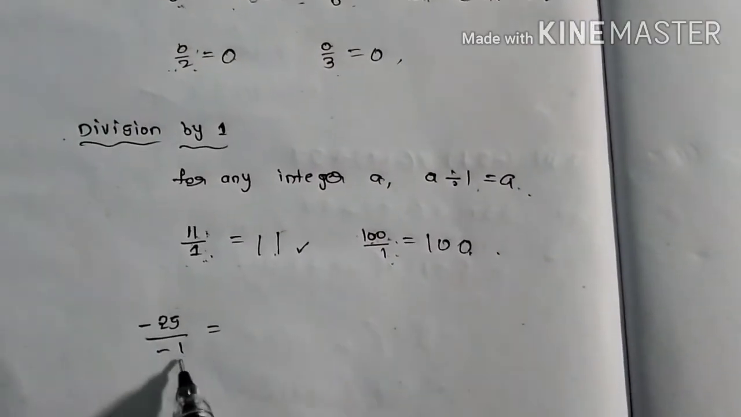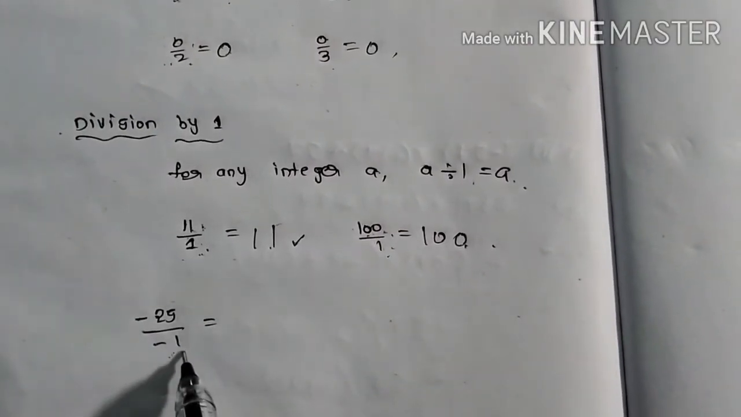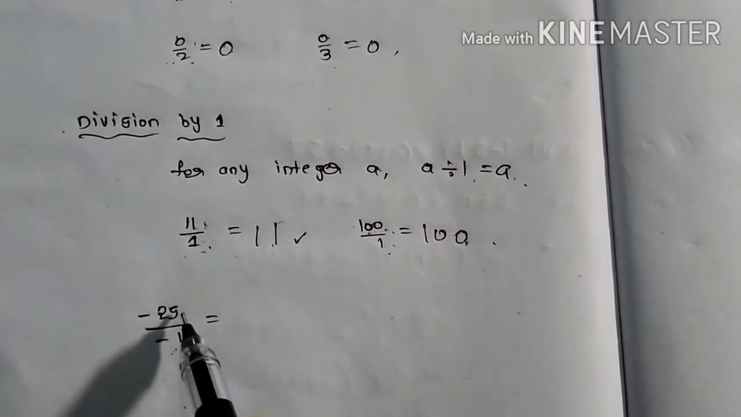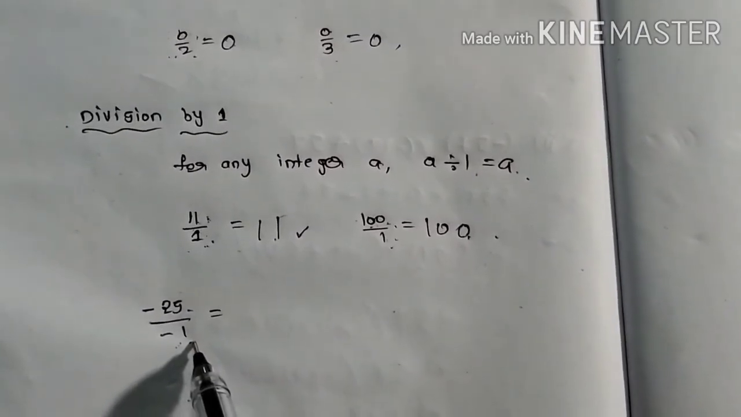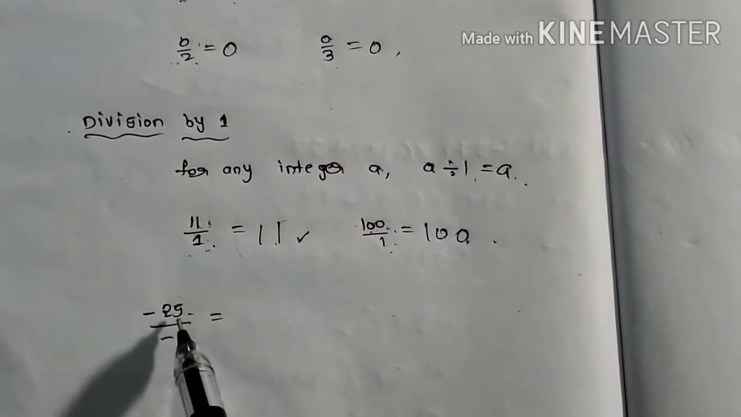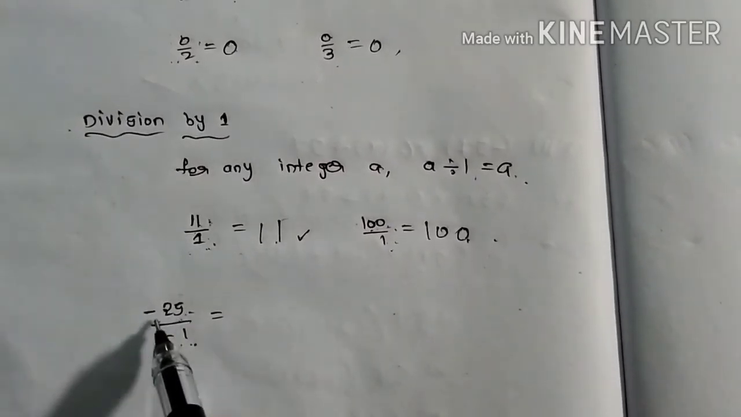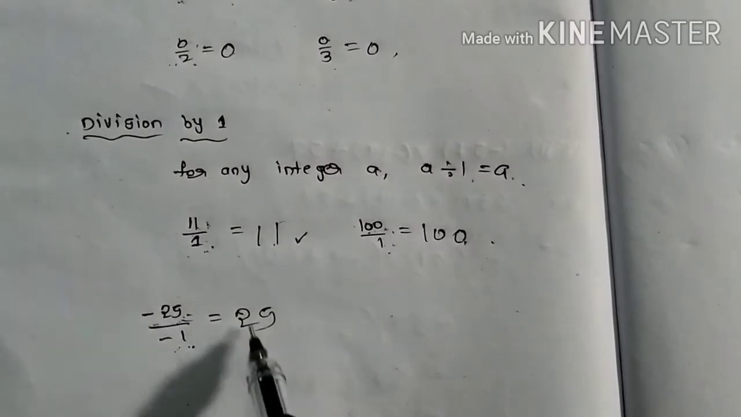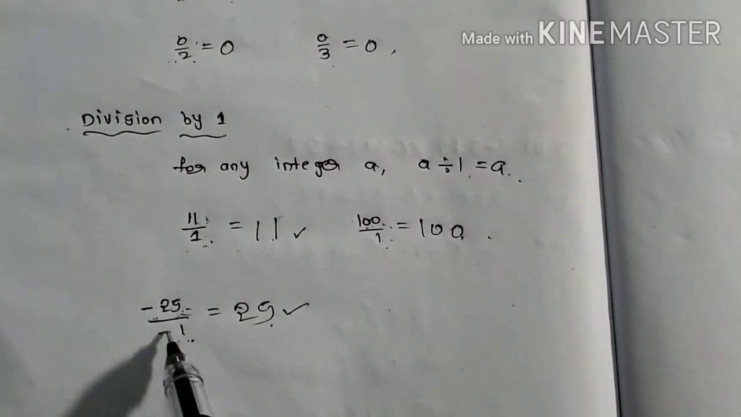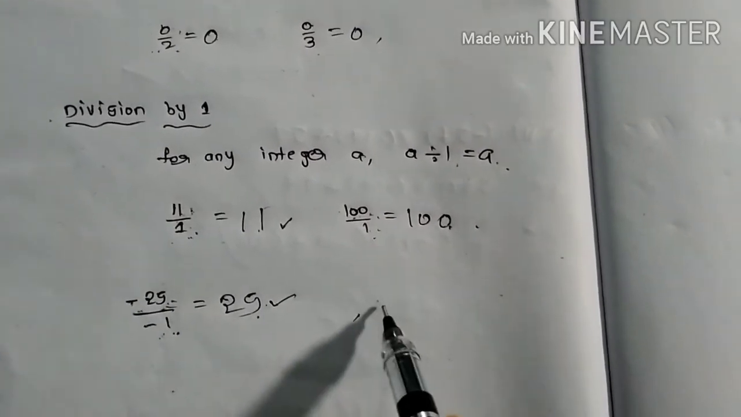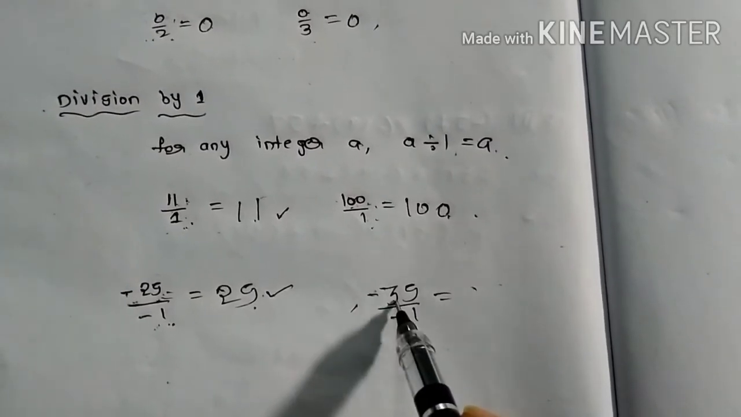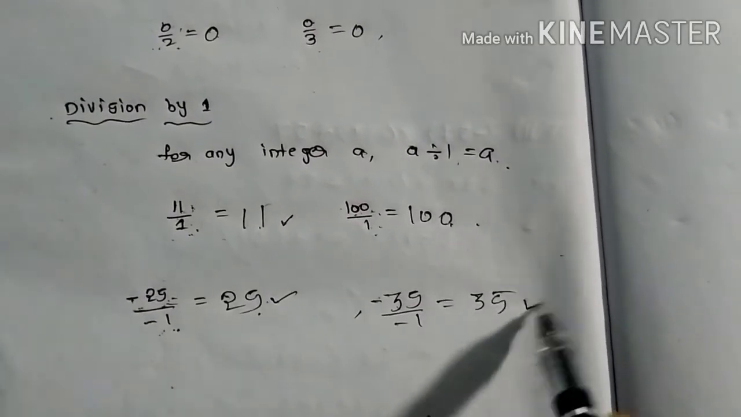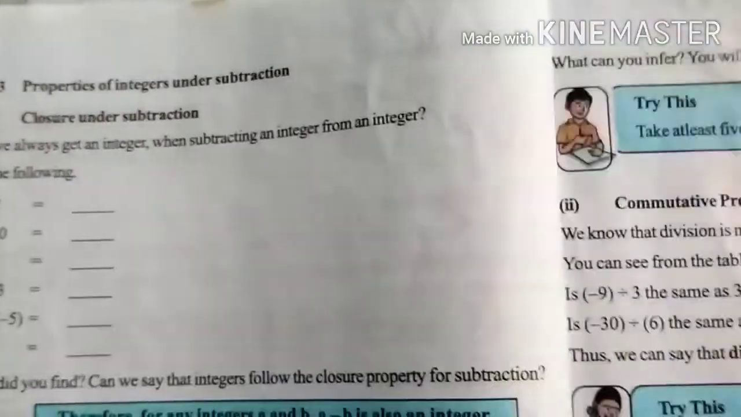But remember, whenever we divide any integer by minus 1, you will not get the same integer. You will get the additive identity. What is the additive identity of minus 25? Plus 25, or not? Yes, your answer is 25 only. Why? Because minus minus cancel. 25 is your answer. For example, take minus 35 by minus 1. What is the additive identity of minus 35? Plus 35. Is it okay? Your answer is 35.